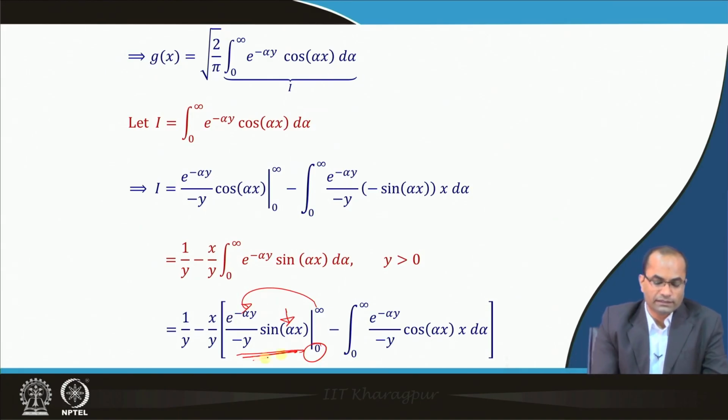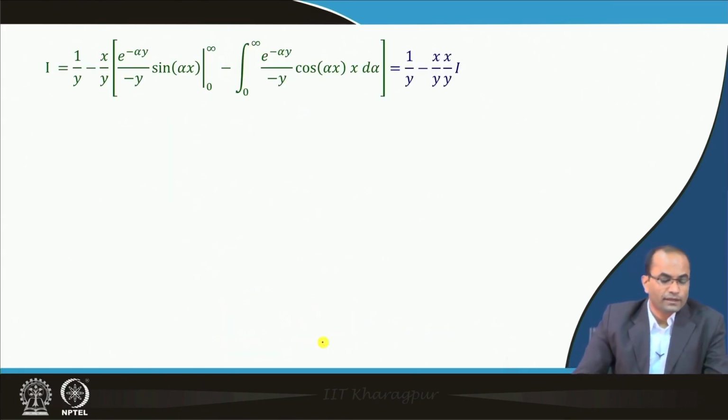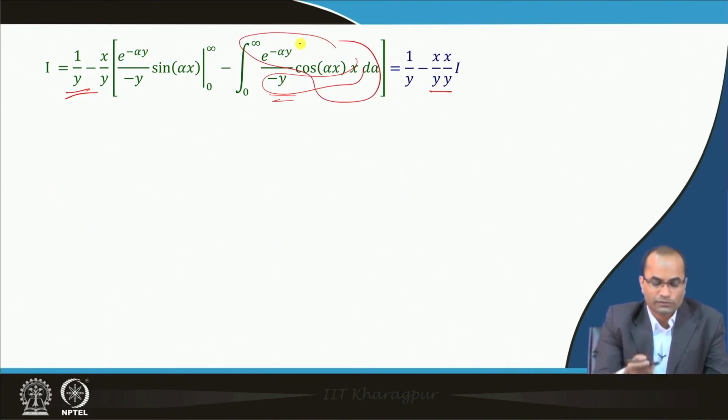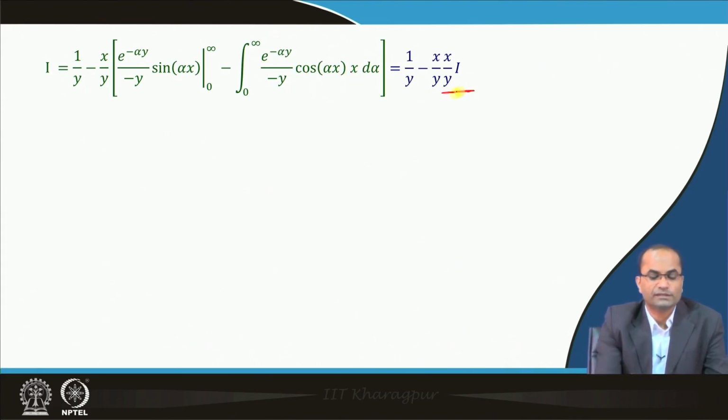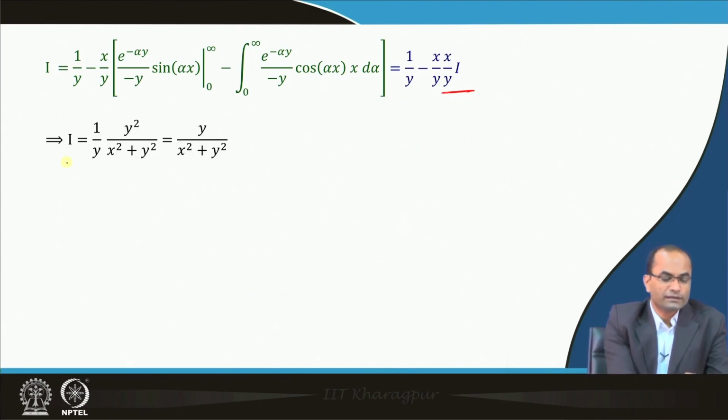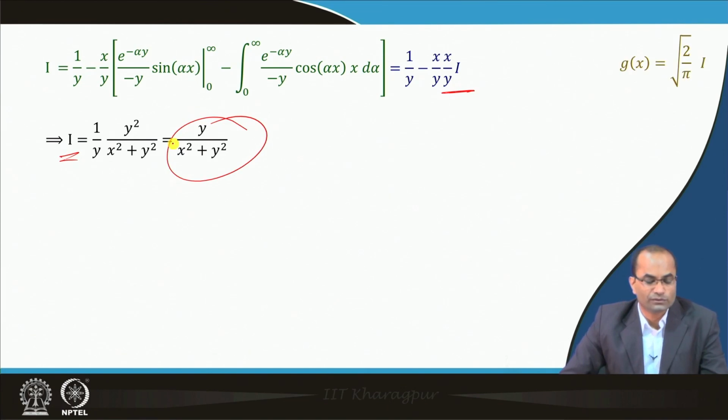So, in either case this term will go out, and then we have 1 over y there, and then from here we have x over y, and then again this x over y will come, and then we again get back to the integral which we have started, that means I there. So, now we can compute this I, it is y over x square plus y square. So, the g x was square root 2 over pi, and with this I.